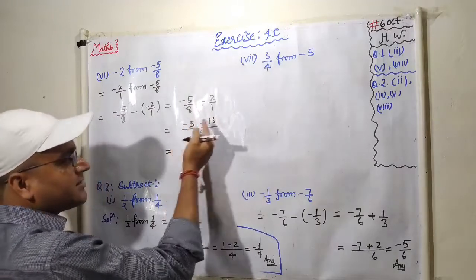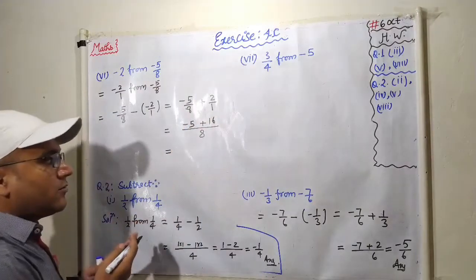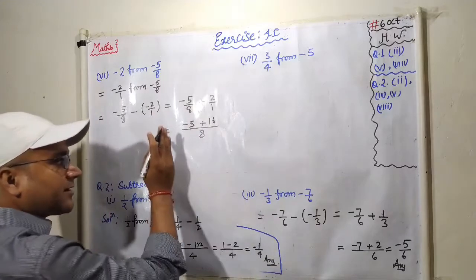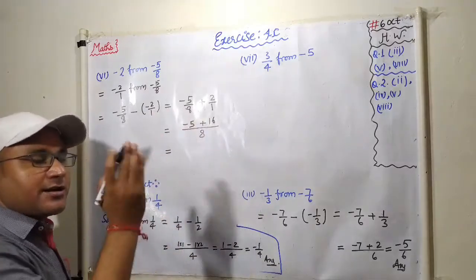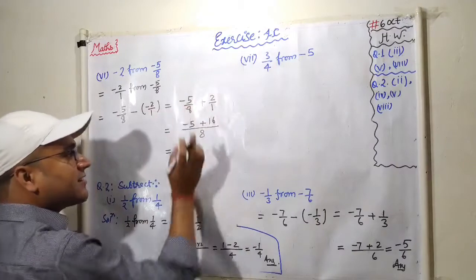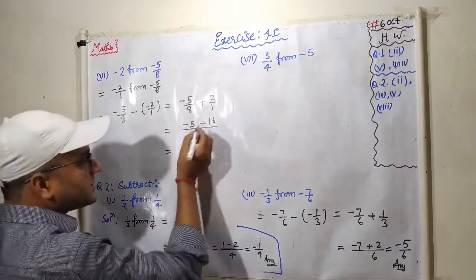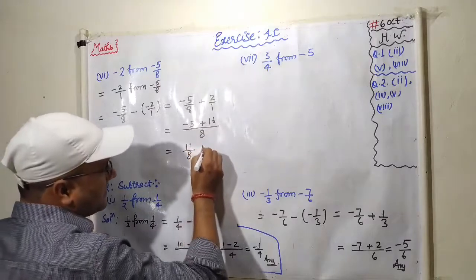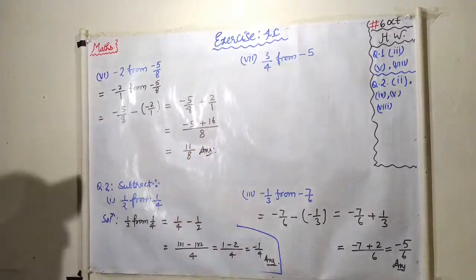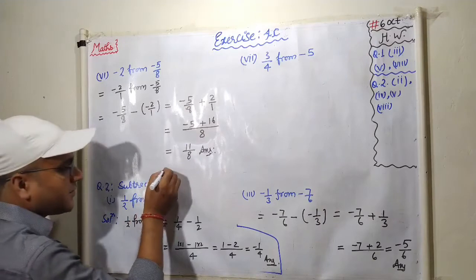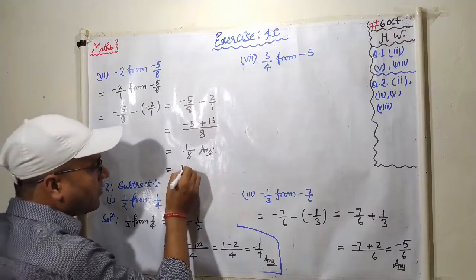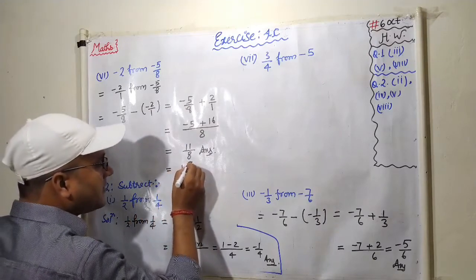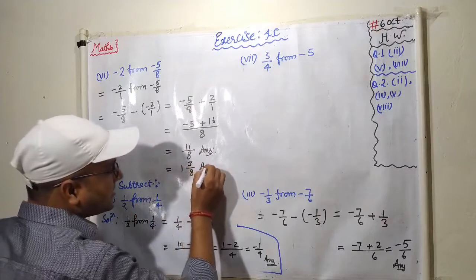And here is a minus and here is a plus. Unlike signs, subtract the quantity and write the sign which has the greater absolute value. So 16 is greater than 5. So you will subtract this one. You will get 11 upon 8. Okay. This is your answer. And if you want, you can change it into a mixed fraction. 1 whole 3 by 8. That is also your answer.